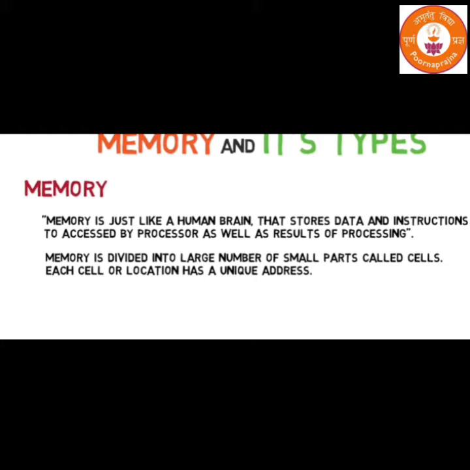What is memory? First we need to learn a definition for memory. Memory is just like a human brain that stores data and instructions to be accessed by the processor, as well as the results of processing. Memory is divided into a large number of small parts called cells. Each cell or location has a unique address.